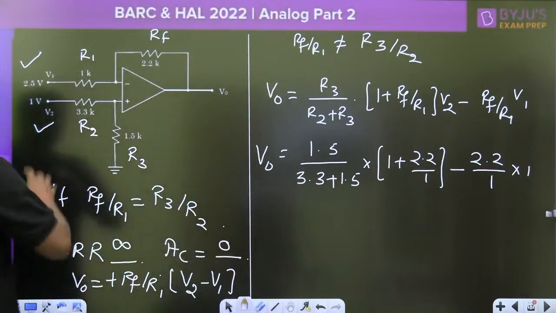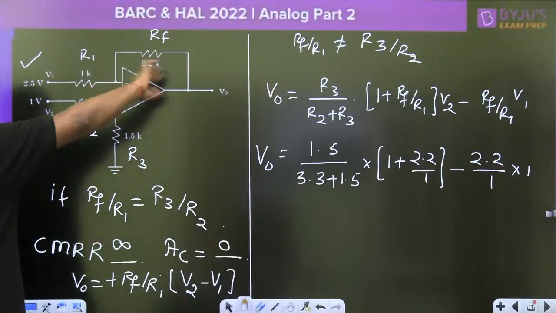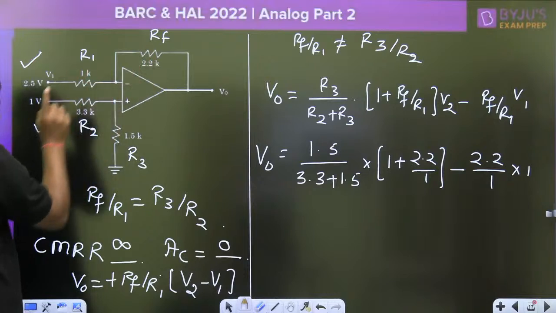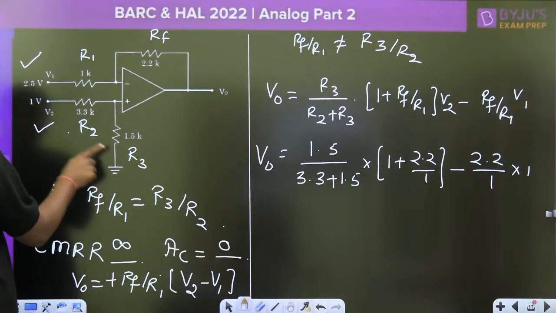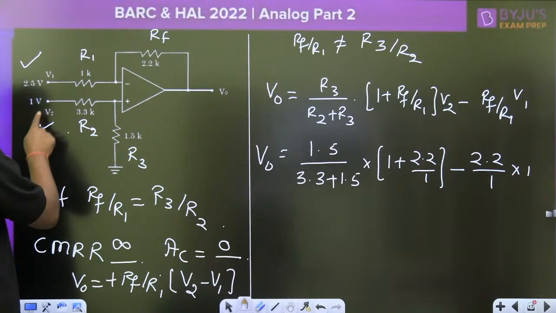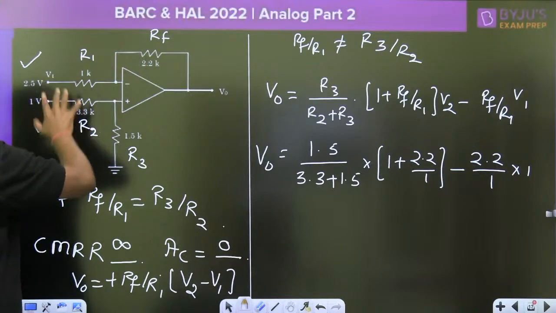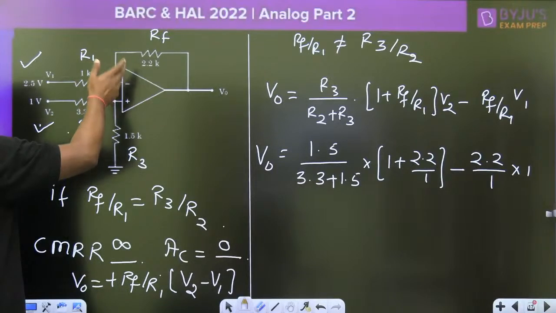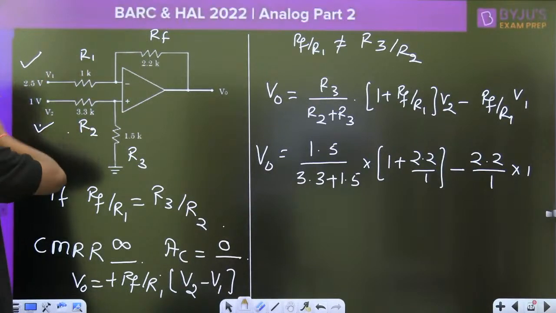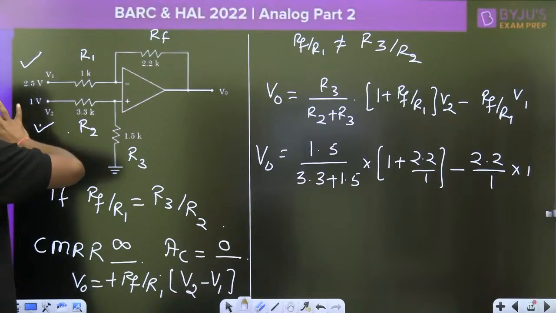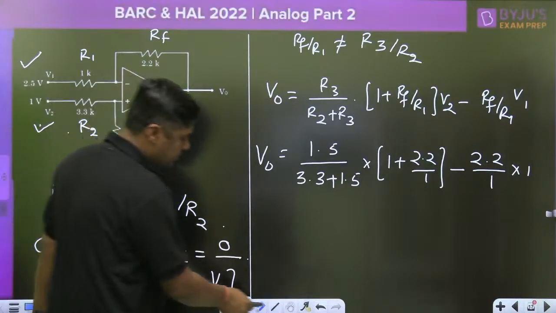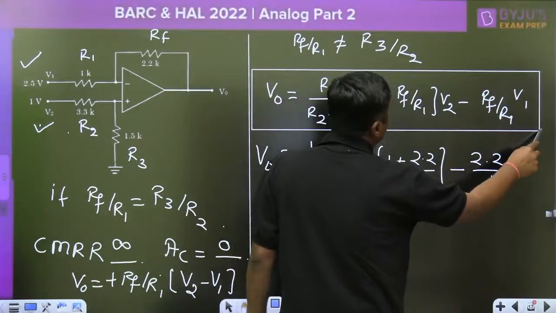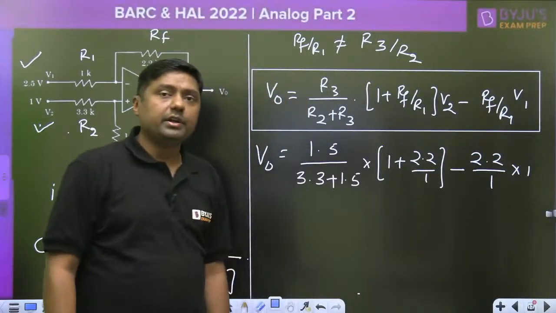Always remember, if this condition is not met, then simply write down the answer: R3 by R2 plus R3 into V2 into 1 plus Rf by R1. This is the non-inverting terminal output, minus Rf by R1 into the inverting terminal voltage. That is the complete answer for this question. Calculate it and check your answer.